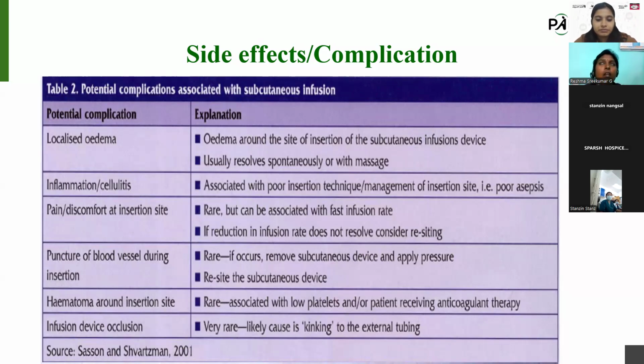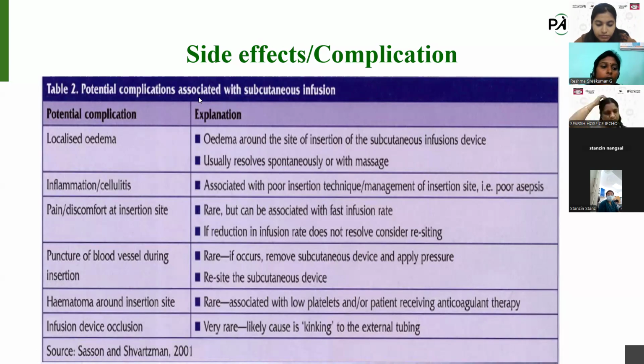So if you are finding any leakage at the infusion site, just slow down the rate. Just reduce the rate of infusion and watch for further leakage. And if the patient is having pain also, you manage it the same way. Just slow down the infusion rate.